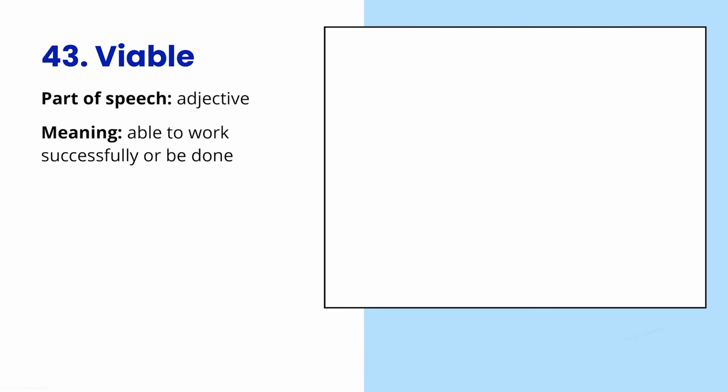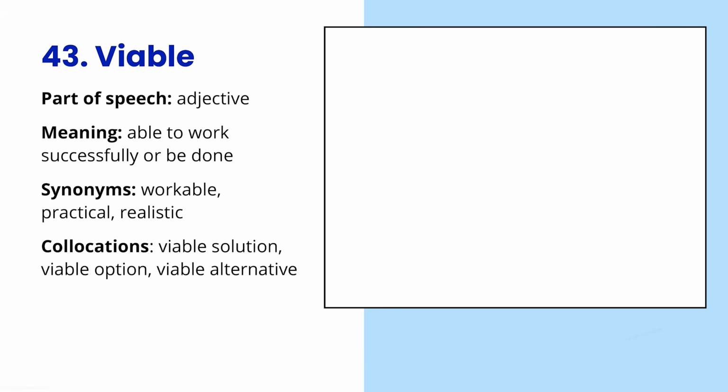Moving on to 43, viable. Viable is an adjective and it means able to work successfully or be done. So it simply means something that might work, something that can work. Synonyms: workable, practical, realistic. Collocations, viable solution. So this means a solution that is able to work. It can work. Viable option, viable alternative.